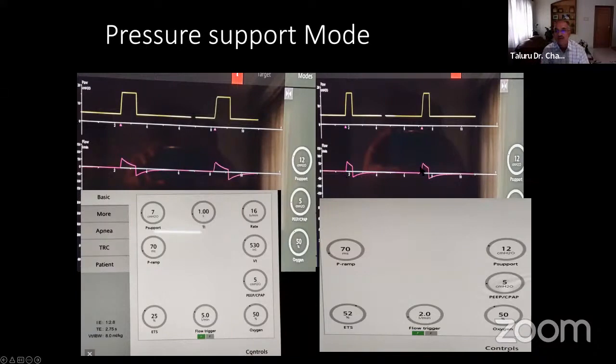And look at the expiratory time here. It's much bigger. See the expiratory time here and the expiratory time here. The expiratory time is more here. So when do you want to do this? To which patients do you want to do this?